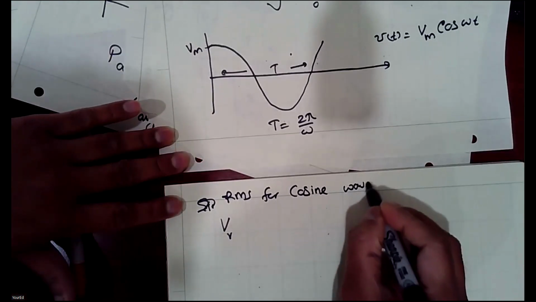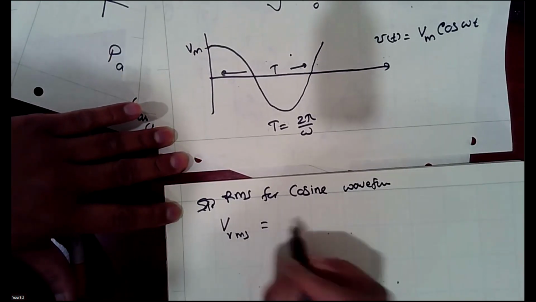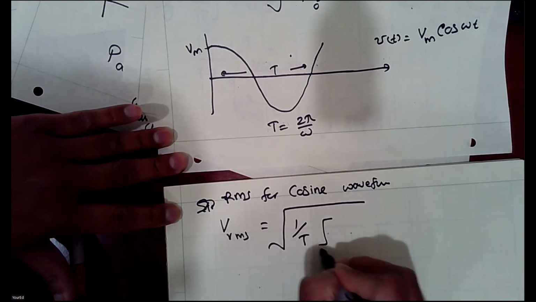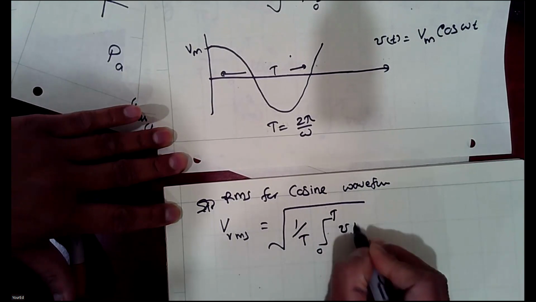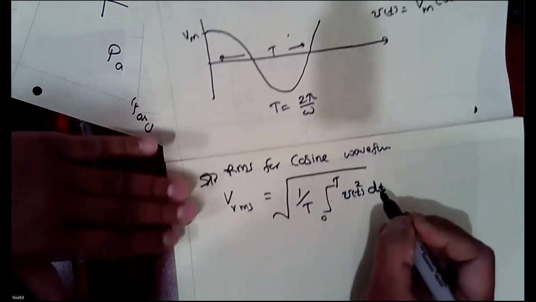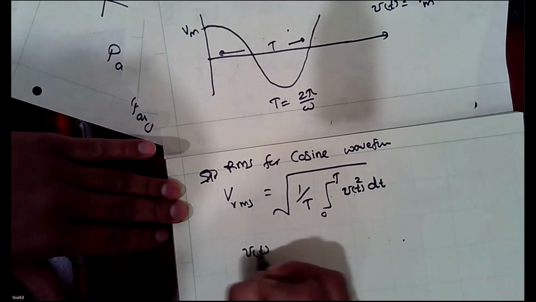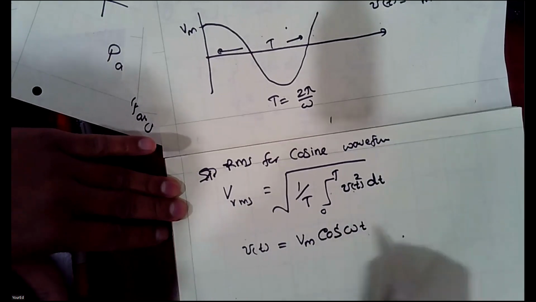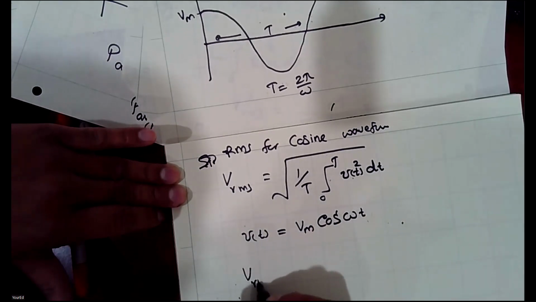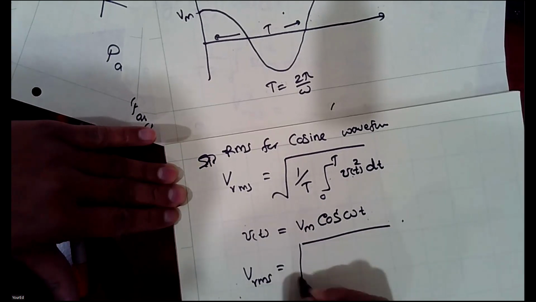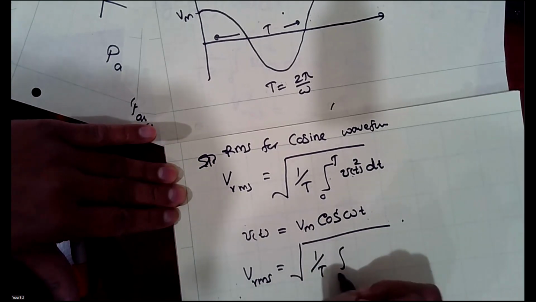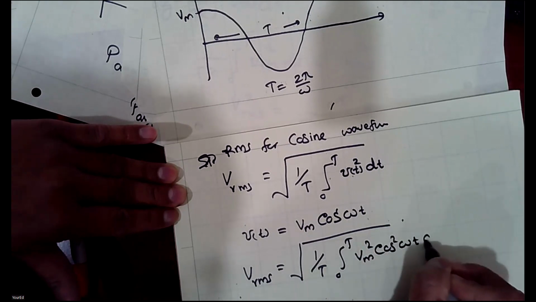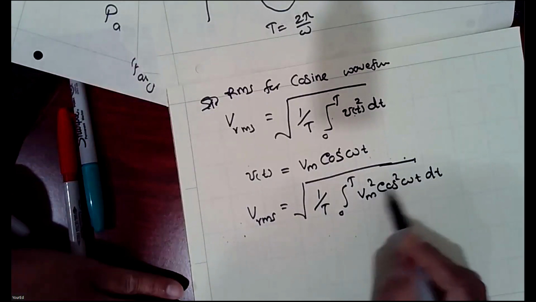Cosine wave. So I can write 1 over T, 0 to T, Vt squared dt. Vt, the instantaneous time-dependent value, is Vm cosine omega t. Therefore, one can write Vrms is equal to 1 over T, 0 to T, Vm squared cosine squared omega t dt. Now, how do you integrate this part?